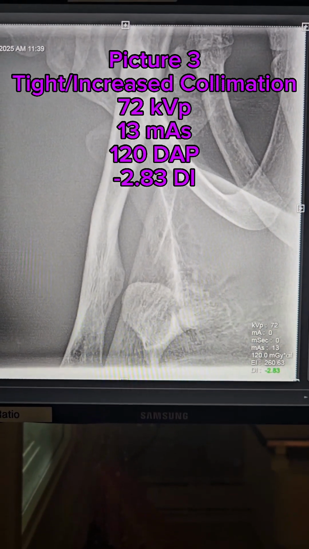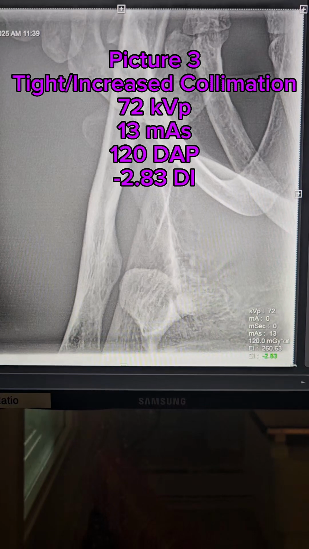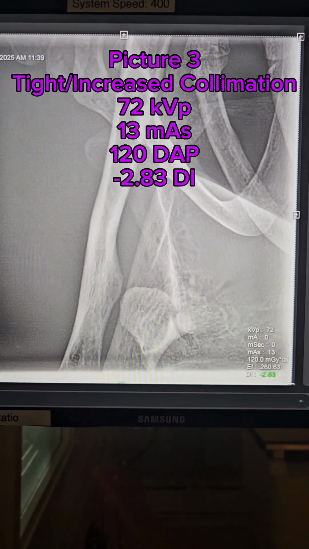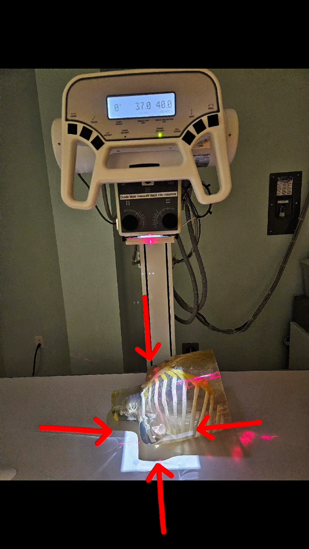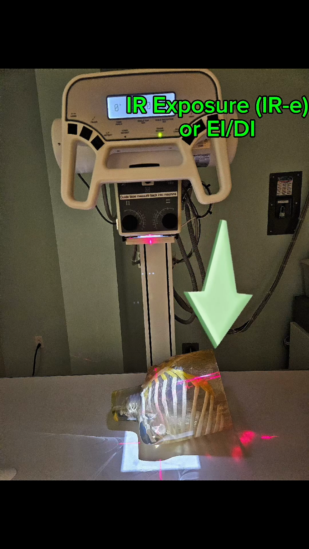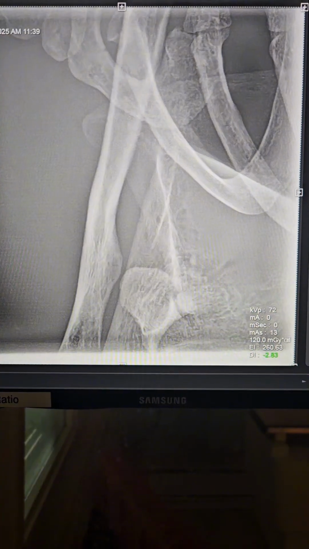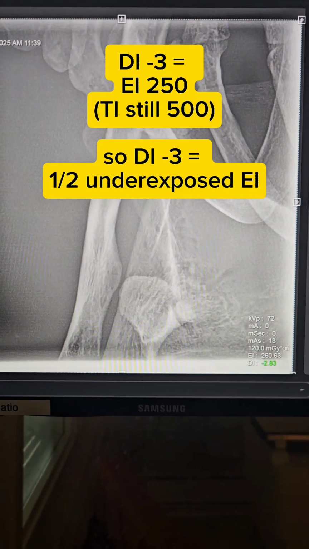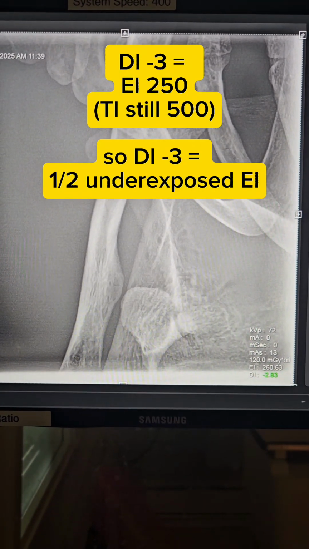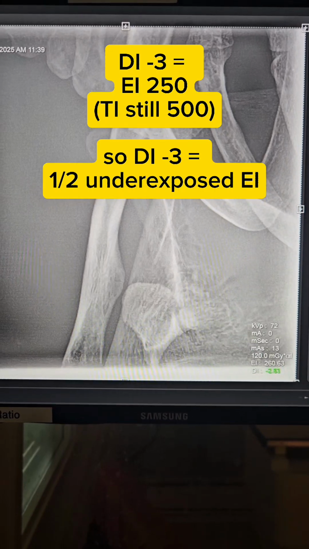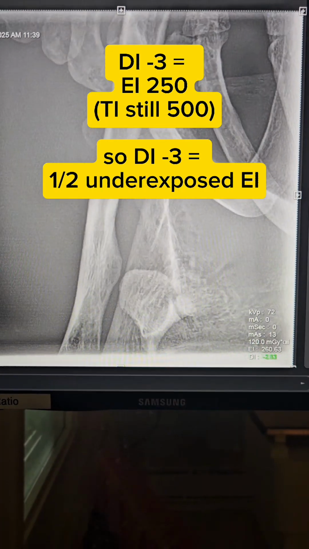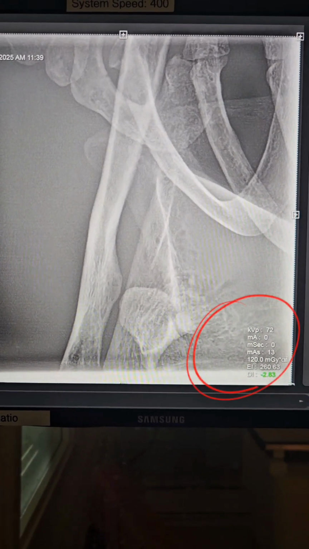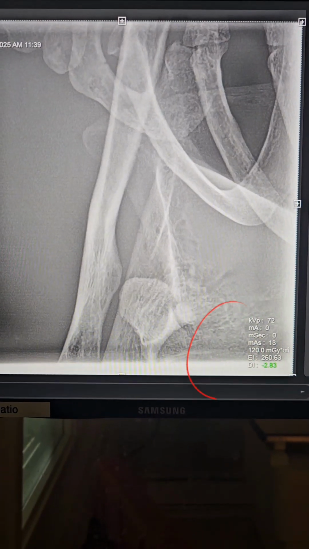120. Now, I realize this isn't a real radiographic image. It's like a weird cutoff clavicle, but I'm trying to demonstrate to you how tight collimation can affect the image and the DAP. If we have tighter collimation, what's going to happen to the IR exposure? It's going to go down, right? And it did. This picture had a DI of negative 2.83. A negative 3 DI means we are half underexposed to the machine's preferred values. Yet my technique is the same at 72 kVp and 13 mAs. But note how much collimation can change the IR exposure or DI and how much it changes the patient dose.